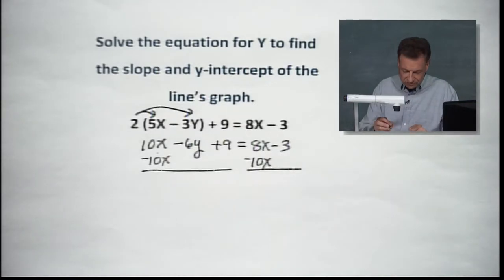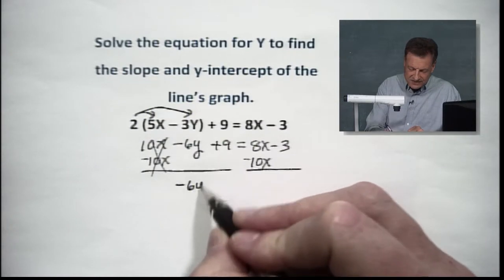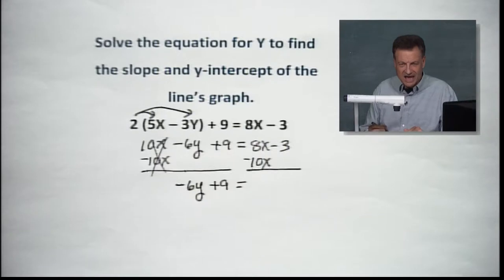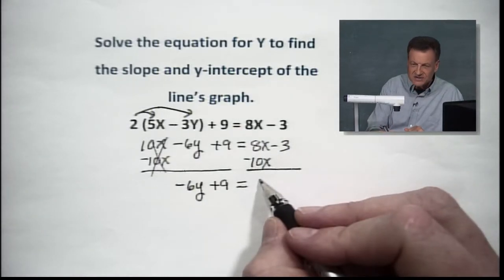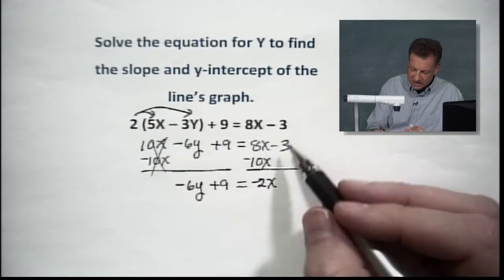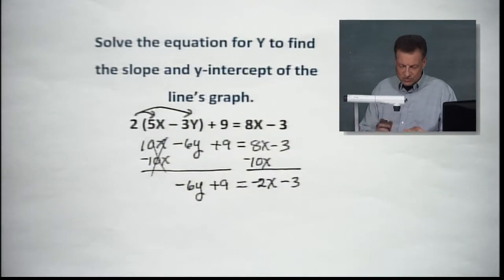And you know what? Your 10x's go away. That's why we chose that. We've got minus 6y plus your 9. And over here we have not 8x anymore, but what? 8 minus 10, which is going to give us negative 2x. And we got the minus 3 just going along for the ride. So the only things that changed, well, were the x's. That's what we dealt with first.